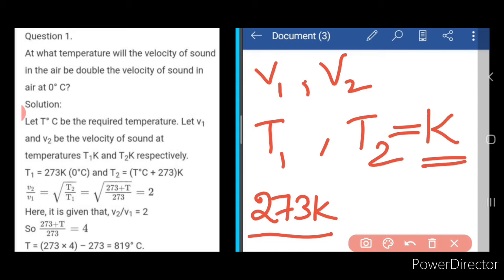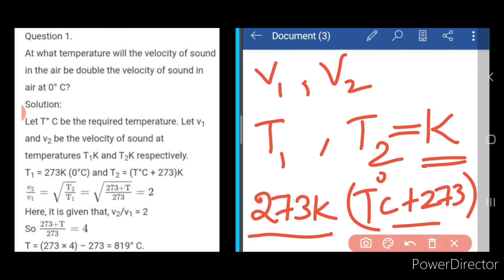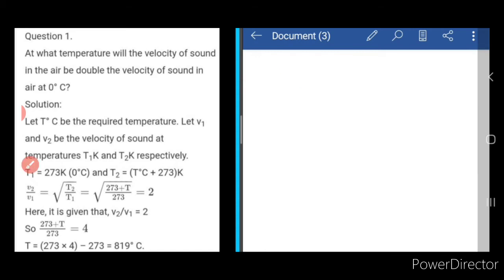Now what will be the final temperature? This is what we are going to find out. Let this be 0 degrees C plus 273, because this has to be represented in Kelvin. So whatever the temperature, we have to add 273 to it. Now what is given actually? It is given that we need the temperature when the velocity in air is double the velocity in air at 0 degrees C.